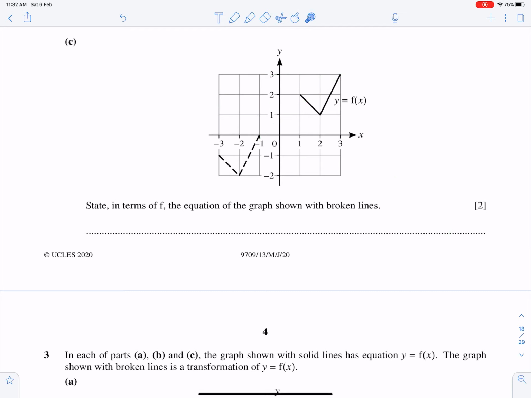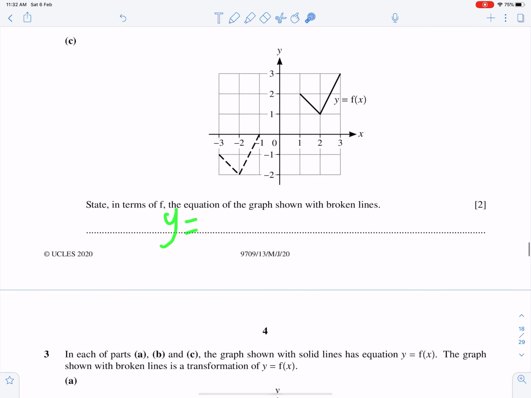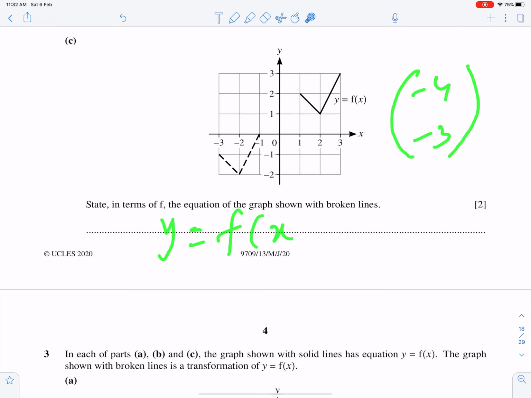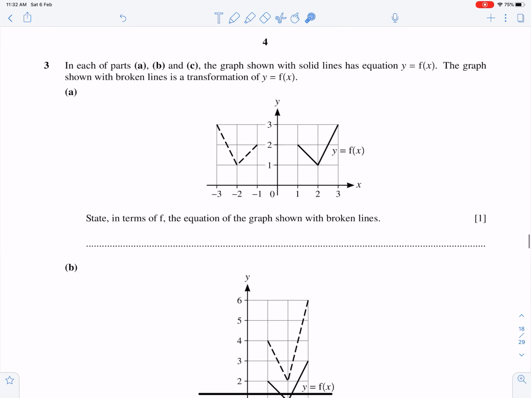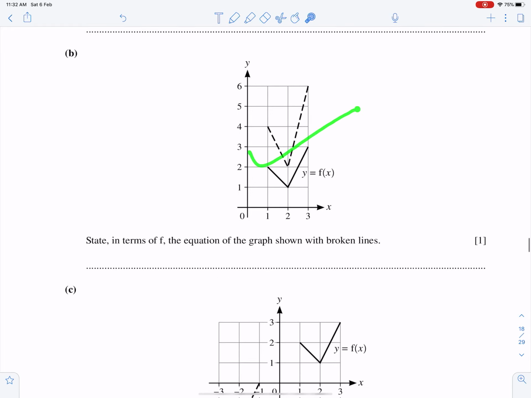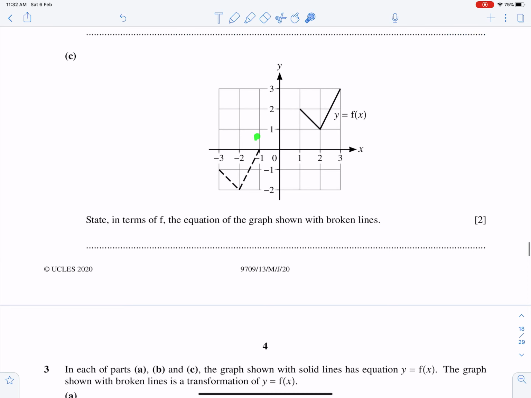And the equation of this translation will be y = f(x). Since the vector was (-4, -3), therefore the equation will be y = f(x + 4) - 3. This will be the equation of this transformation. So the first part was of reflections. This one is stretch and this one is translation.